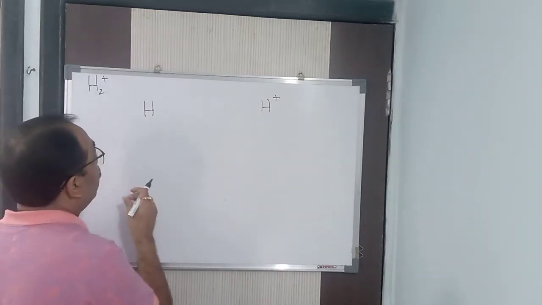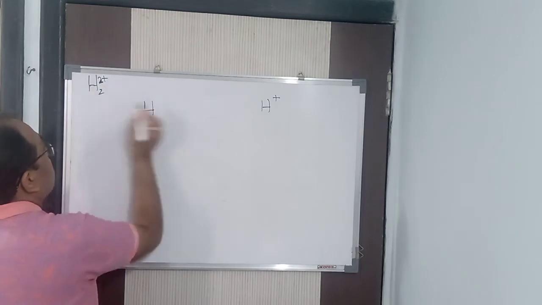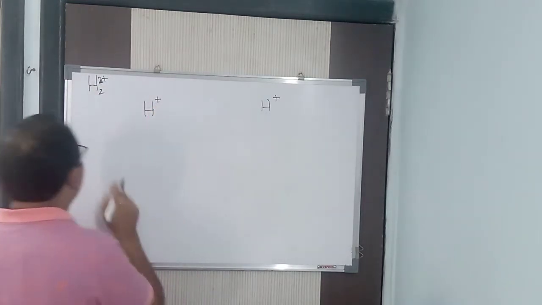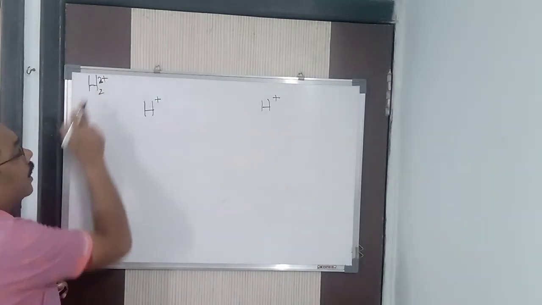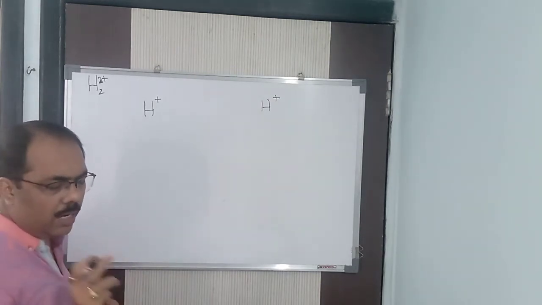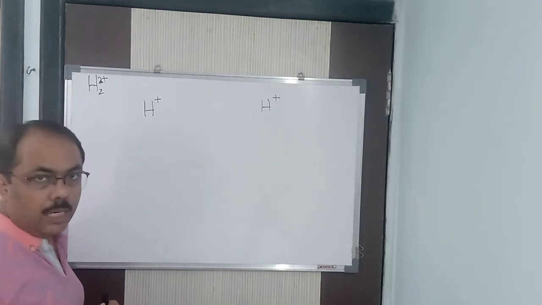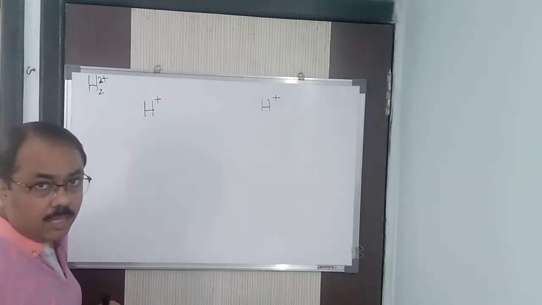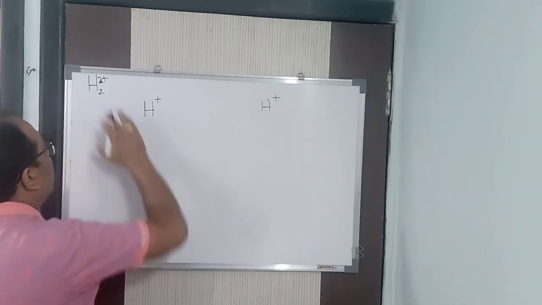Suppose I would have asked you H2 2 plus, then this side would be H plus and this side also H plus. The name of this is dihydrogenyl dication. Dihydrogenyl, spelled H-Y-D-R-O-G-E-N-Y-L, dihydrogenyl dication, we can say. In this way, the question can come in any form.